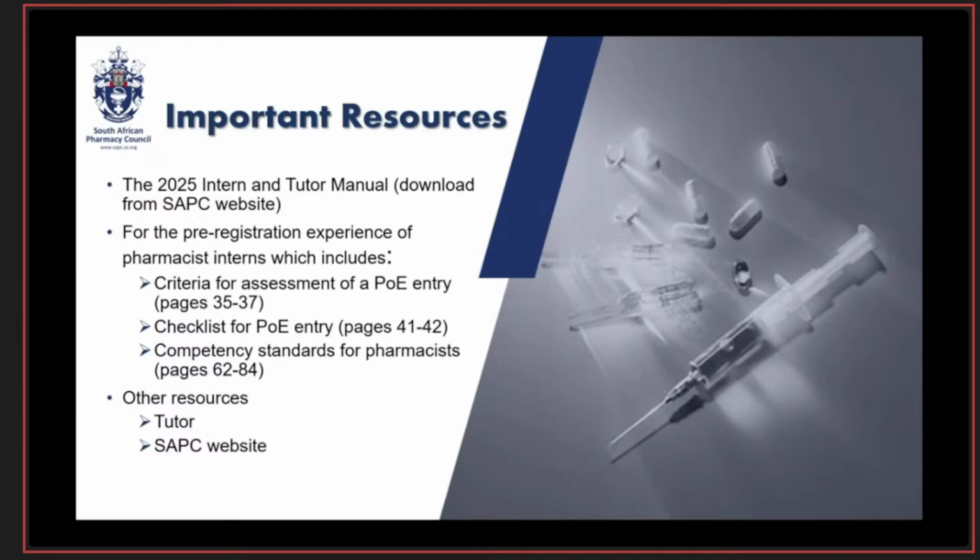You can find everything in your intern manual, so it's very important for you to download the manual and read through it before you start with your portfolio of evidence. What's very important for your portfolio of evidence submissions is, first of all, the criteria for an entry. You can find that on page 35 to page 37 of the manual. Then we will also look at the portfolio of evidence entry checklist that you can find on page 41 to page 42. You can find the competency standards, and we will look at exactly what that is, on page 62 to 84 of the manual.